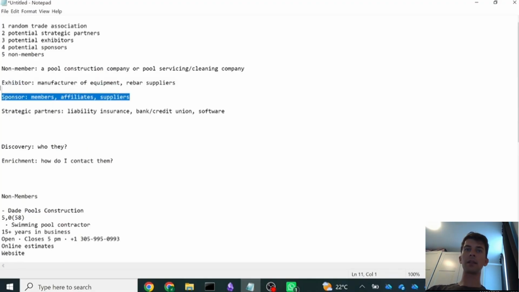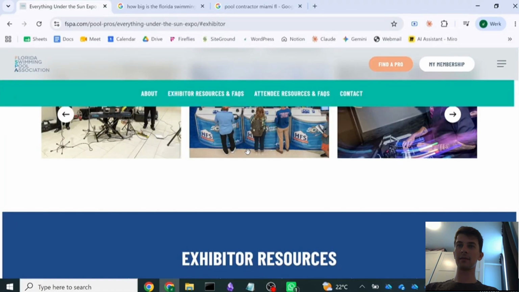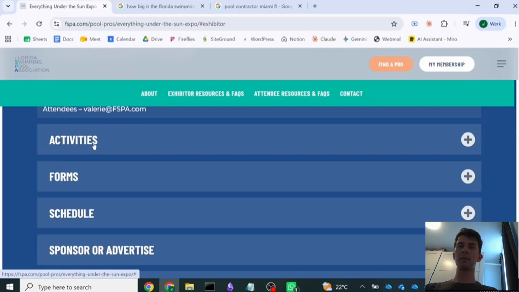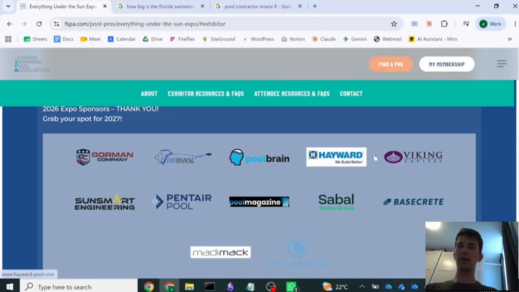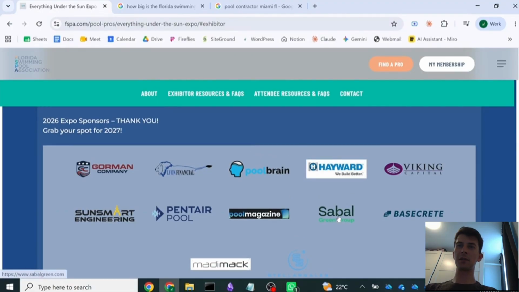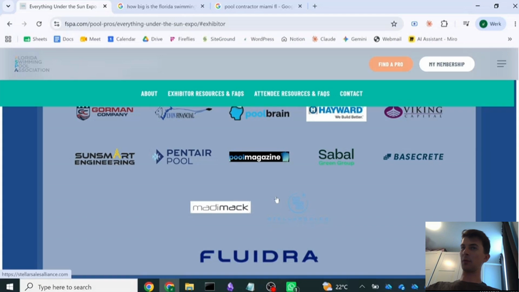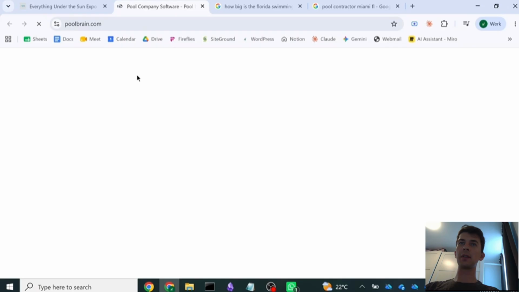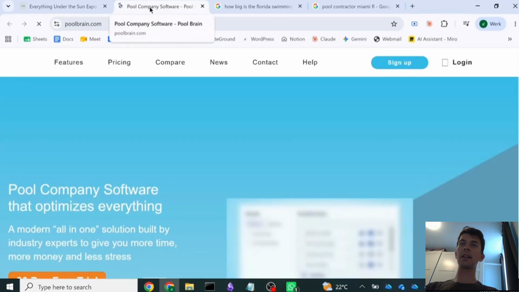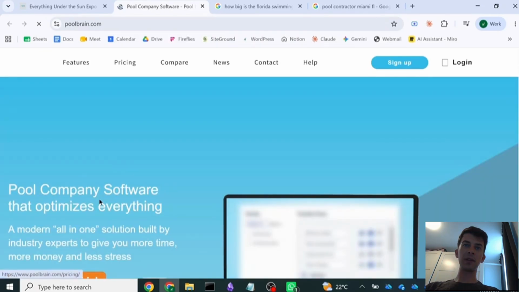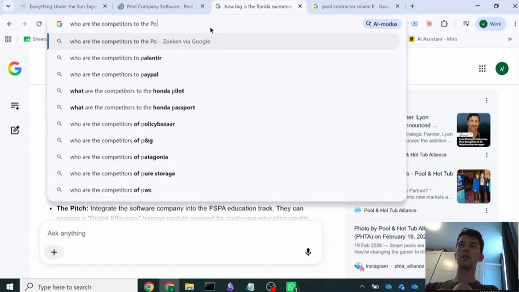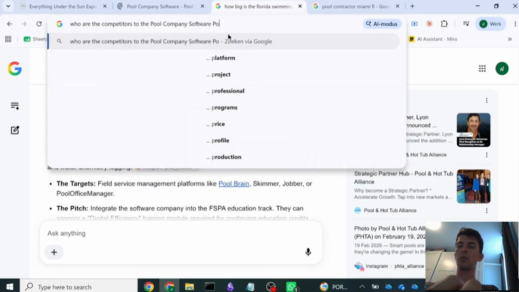So next I'm going to build up my list of sponsors. If I scroll down far enough, I'm sure I can find something about exhibiting and sponsoring this event. So under activities here, there's a whole list of sponsors from previous years. Those would be pretty easy to scrape and reach out to, but we have, for example, Pool Magazine, Pool Brain. Who are these guys? Maybe I can find a company that's kind of like these guys. Pool company software that optimizes everything. Okay. How about we research who are the competitors to the pool company software Pool Brain?